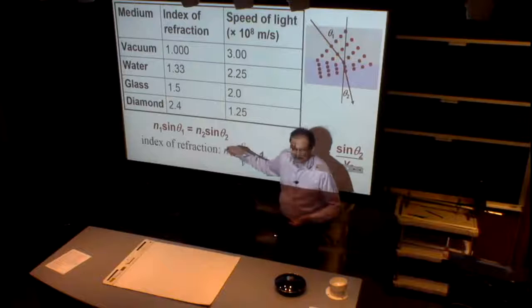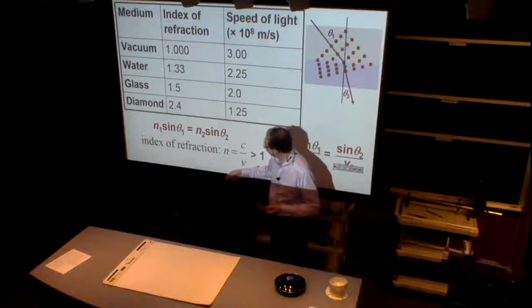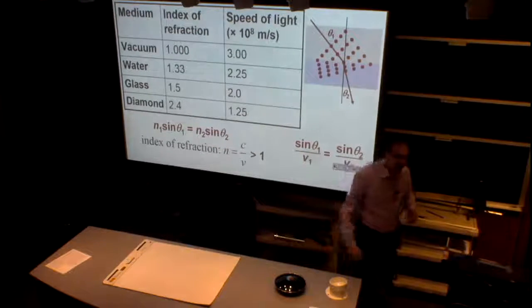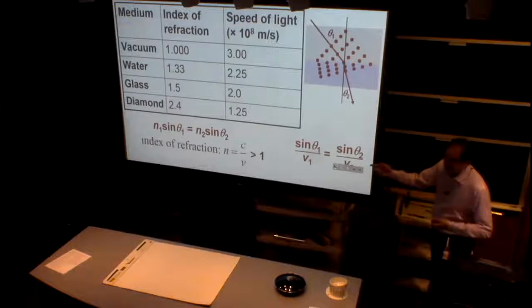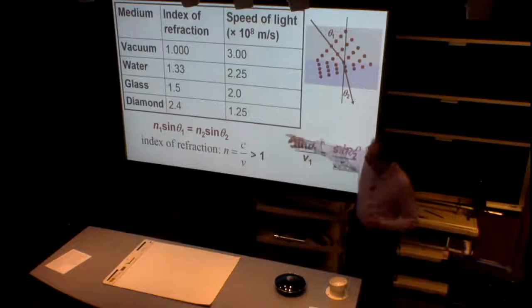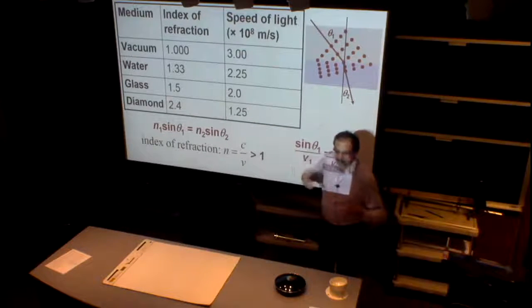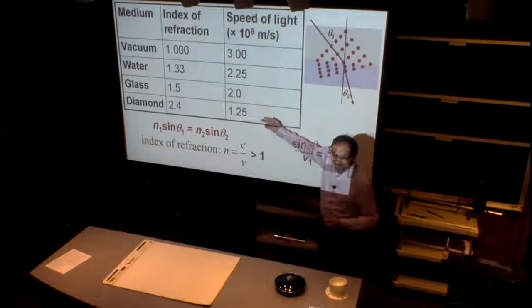It also has the name Snell's law, Descartes law. We call it just the law of refraction. So when we get this number, the speed of light in vacuum divided by this number tells us the speed of light in that particular medium. The higher the index is, the slower light travels because it interacts stronger. So the diamond slows it down significantly.